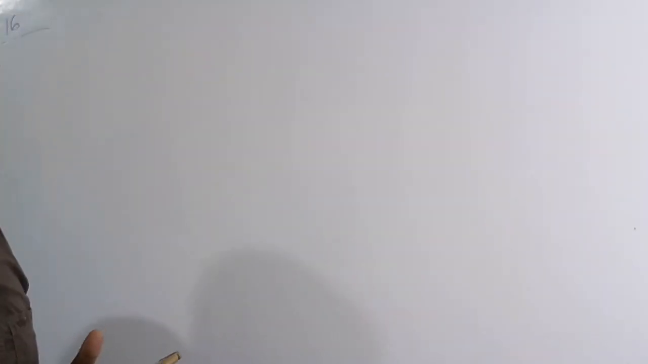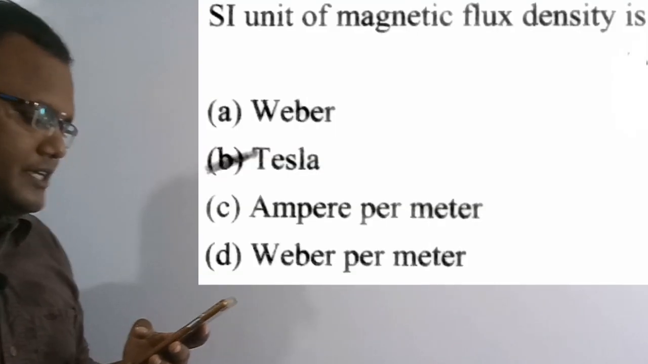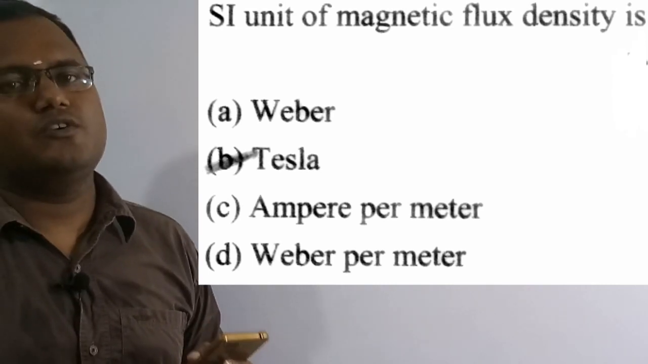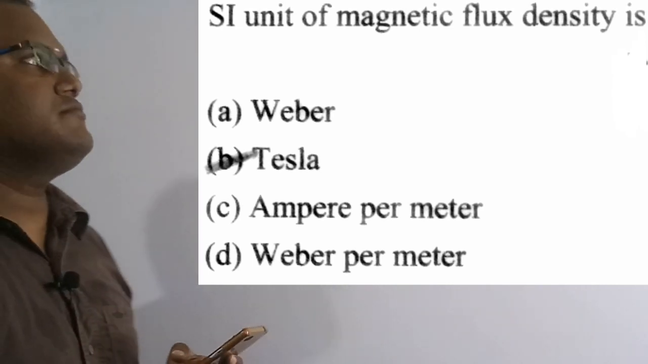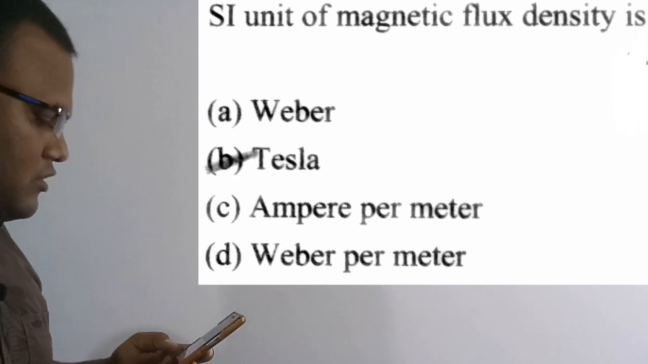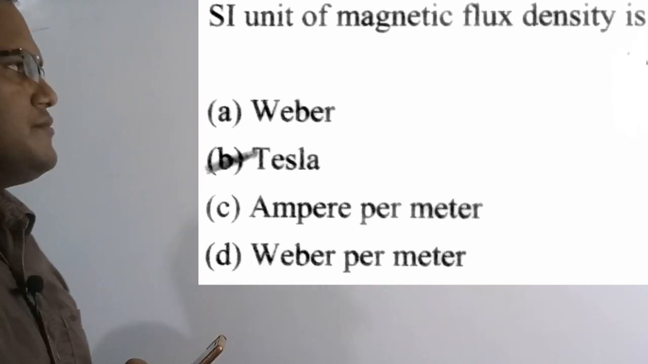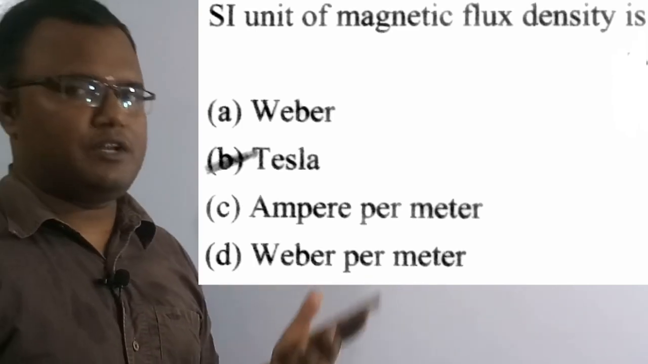So now we are going to solve the 16th question. See the question here: the SI unit of magnetic flux density is. In this question they are asking what is the SI unit of the magnetic flux density. So what are the four options? Option B, Tesla, is the correct solution of this question. So let's discuss something more about this one.